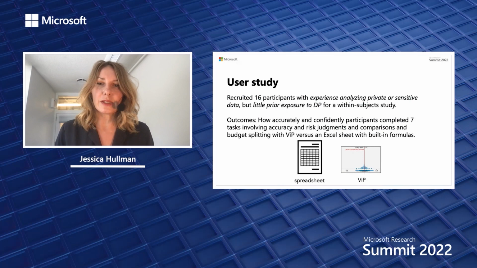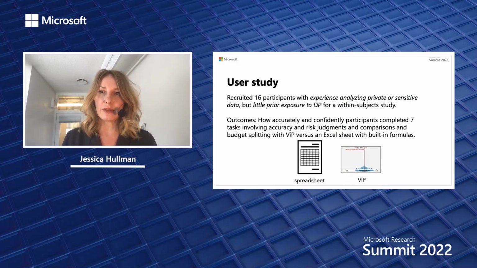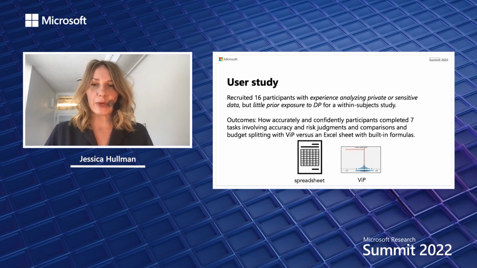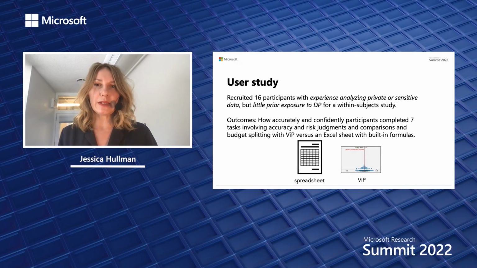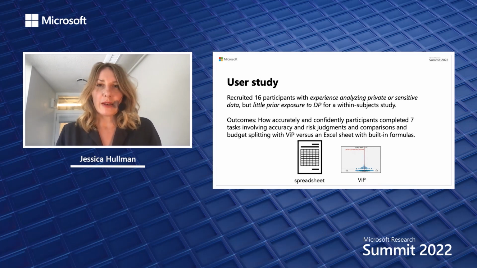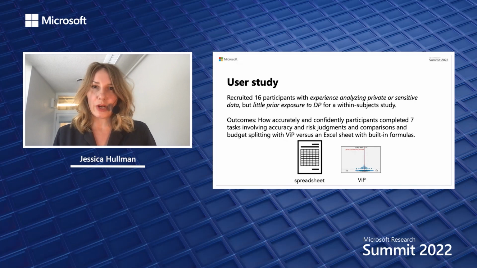To get a sense of this, we recruited 16 people for a user study using convenience sampling, with the goal of assembling a sample of people that include data scientists and researchers who had experience analyzing private or sensitive data, but who didn't have a lot of prior exposure to differential privacy in particular. We asked participants to complete a series of tasks with VIP as well as with a baseline interface, which was meant to capture non-graphical ways that many people might currently try to apply differential privacy. In this case, we had a spreadsheet to which we had added some simple calculations to help people calculate distributions under different budgets.